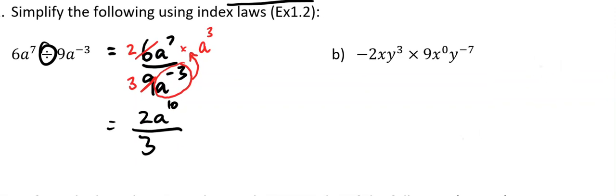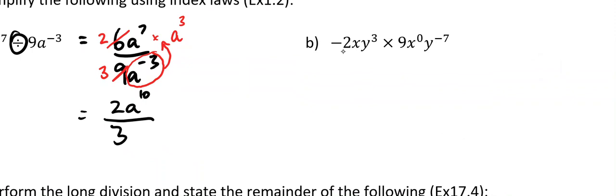Okay, let's look at the second one. We're multiplying, so you can just multiply the coefficients. The negative 2 times the 9. So that's going to give us negative 18, since a positive times a negative is negative. Now, remember, x to the power of 0 was always 1. So essentially that whole section just disappears.